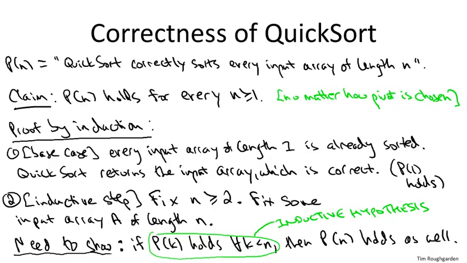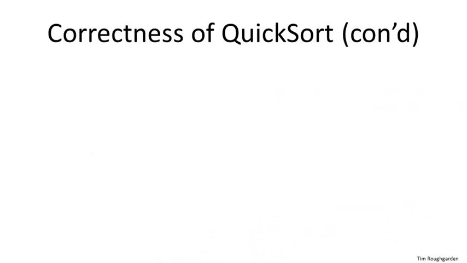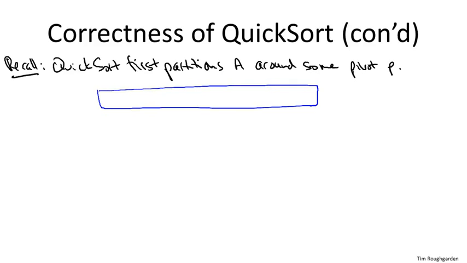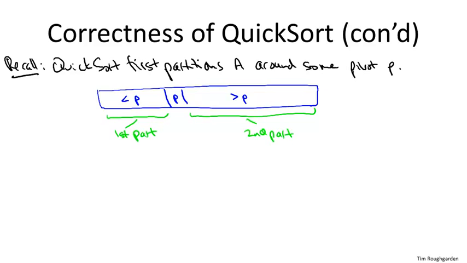This is the point in the proof where we actually delve into how Quicksort is implemented to argue correctness. So recall what the first step of Quicksort is. It picks some pivot arbitrarily. We don't know how. We don't care how. And then it partitions the array around this pivot element P. Now, as we argued in the video where we discussed the partition subroutine, at the conclusion of that subroutine, the array has been rearranged into the following format. The pivot is wherever it is. Everything to the left of the pivot is less than the pivot, and everything to the right is greater than the pivot.